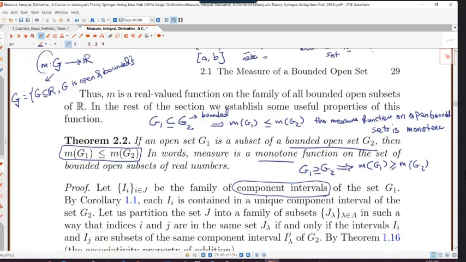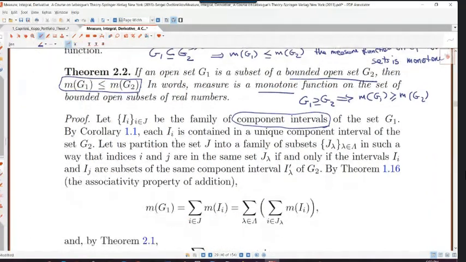So each I_i is contained in a unique component interval of the set G2. Let us partition the set J into a family of subsets J_lambda, where lambda belongs to capital Lambda, in such a way that indices i and j are in the same set J_lambda if and only if the intervals I_i and I_j are subsets of the same component interval I'_lambda of G2.